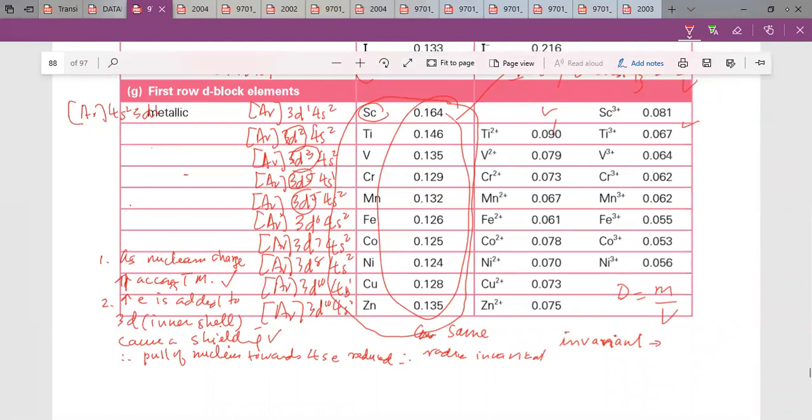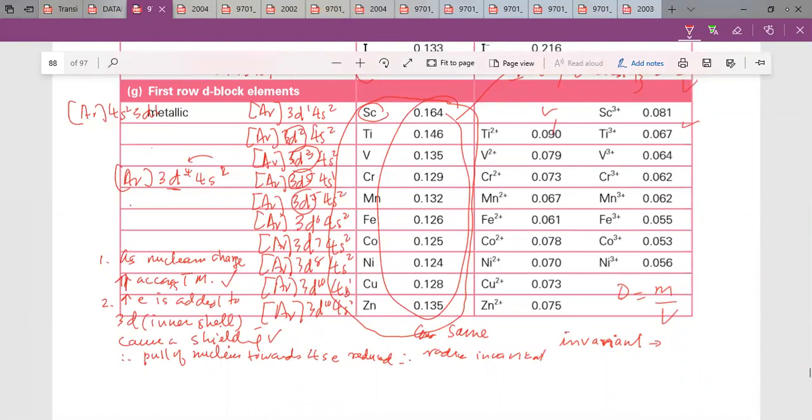Vanadium is 3d3 and 4s2. Now, chromium is 3d5. Why? Because if you put Ar 3d4 and 4s2, for d orbitals there's an extra stability for half-filled d and completely filled d. So the electrons will jump from 4s to 3d, giving 3d5 and 4s1.